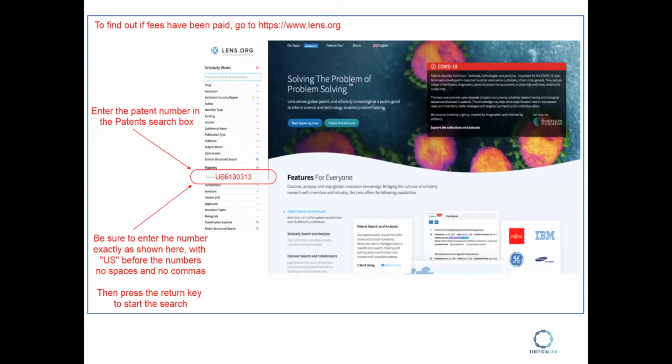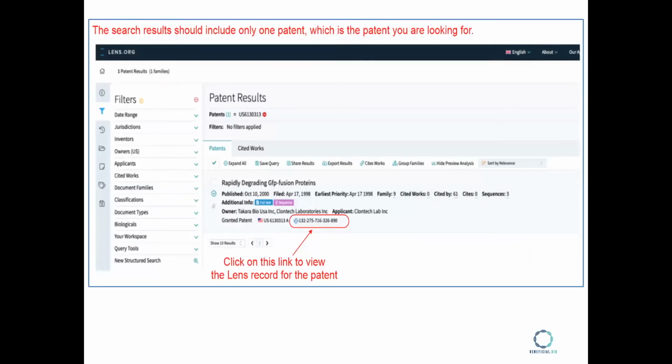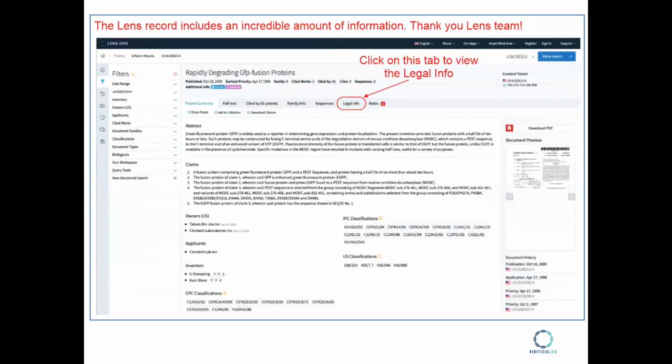If you're interested in patented technology and wondering whether the fees have been paid, you can find that specific patent by entering the number into the box. You have to enter it exactly the way that I showed you with the US before, with no hyphens and no spaces. Press the return key, and that will take you to this next page. I show you which link to get the record for the patent.